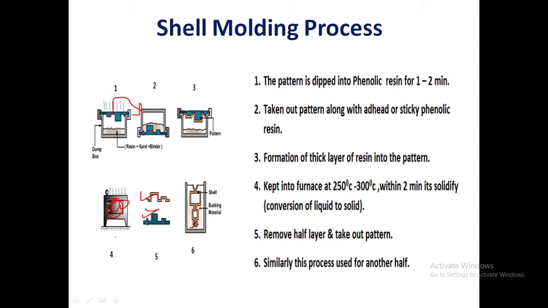There are some advantages and disadvantages of shell molding. Whatever the shell thickness is, typically 9 mm is used. The surface finish of this shell molding is good, it can be used for mass production, and it is very economical. These are some advantages.